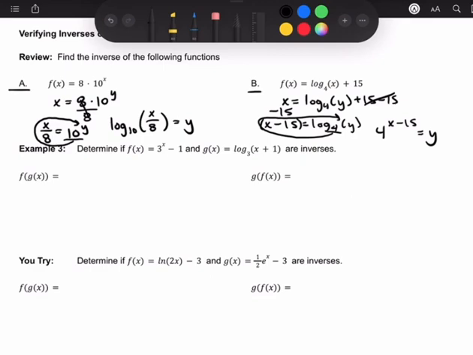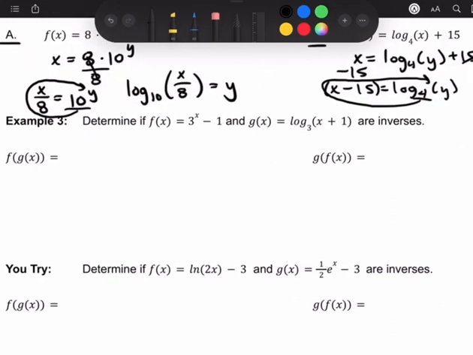So let's look at this third example. We are given that f of x is equal to 3 to the x minus 1, and that g of x is equal to log base 3 of x plus 1. Same steps as before. Let's first find our composite function f of g of x. So we're plugging in the entire function of g of x anywhere into f where there is an x variable. Doing this, we get 3 to the power of log base 3 of x plus 1 minus 1.